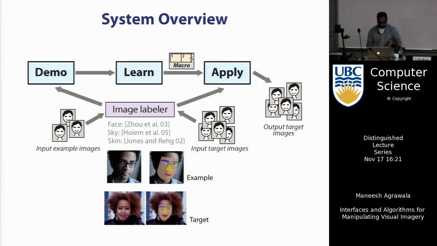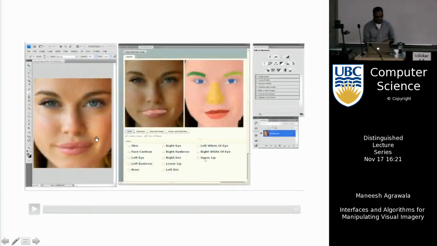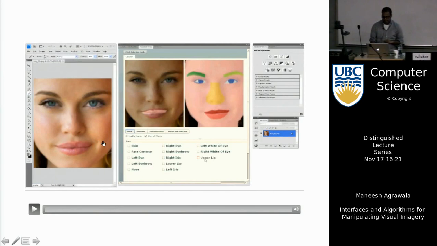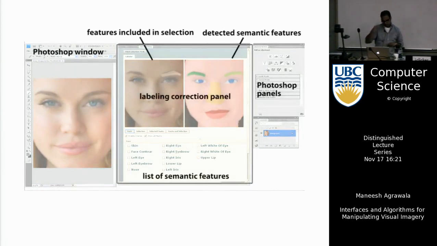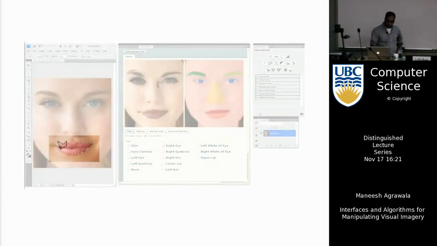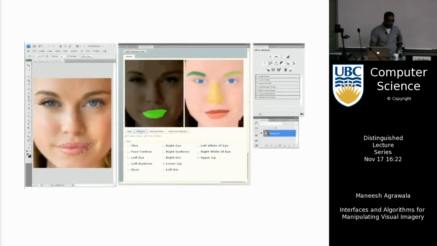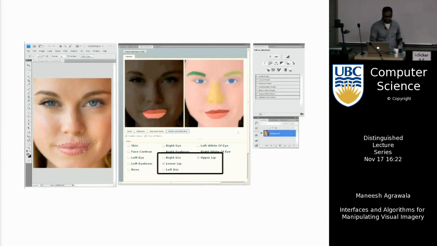Okay, so with that, let me just show you an overview of how the system works. This is the interface, and here we're going to show a lip gloss manipulation, and there's sound with this video. So, create a macro for adding lip gloss. The user first demonstrates the manipulation on a portrait. The label and correction panel shows a list of facial features our image recognizer identified. As the user selects a region in Photoshop, our system recognizes it as the upper and lower lips, and automatically checks these labels in the list. The panel provides feedback showing that the system properly interprets the selection.